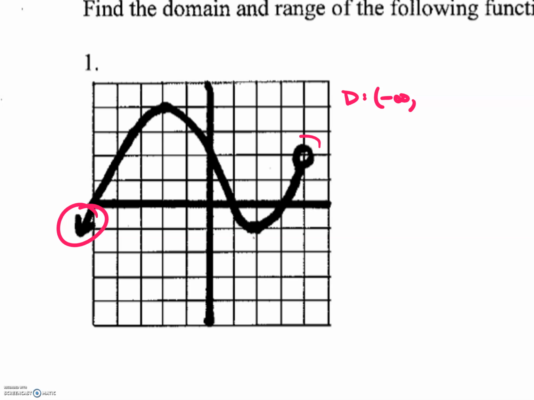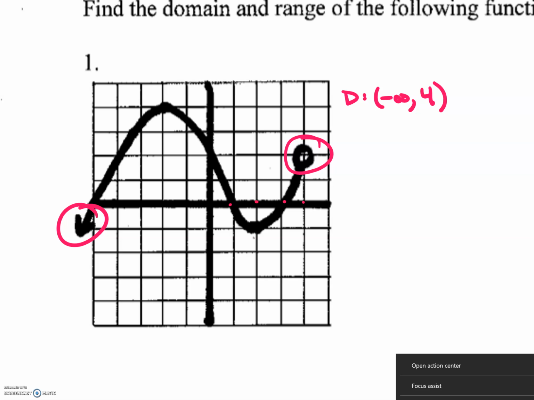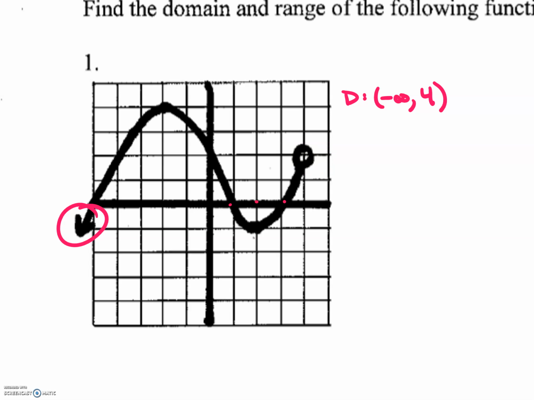Then if I scan the graph, that's the furthest right my graph goes. That's an open circle. So again, we're moving left to right. So I'm going to start at the origin and I'm going to move horizontally. So I'm going to count over 1, 2, 3, and it goes to positive 4. Since it's an open circle, I'll use a parentheses. So my domain is simply negative infinity to positive 4.